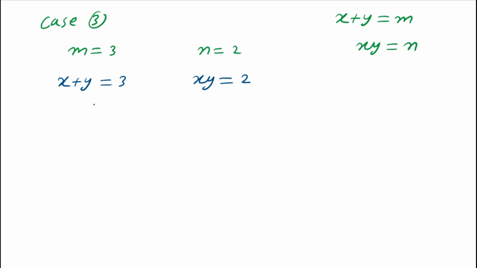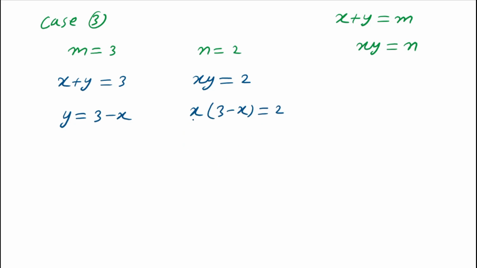Again we have two equations and two variables. Here we will apply substitution again and then find out the values of x and y easily. Here the value of y in terms of x is 3 minus x. Then x times y, where y is replaced by 3 minus x, is equal to 2.